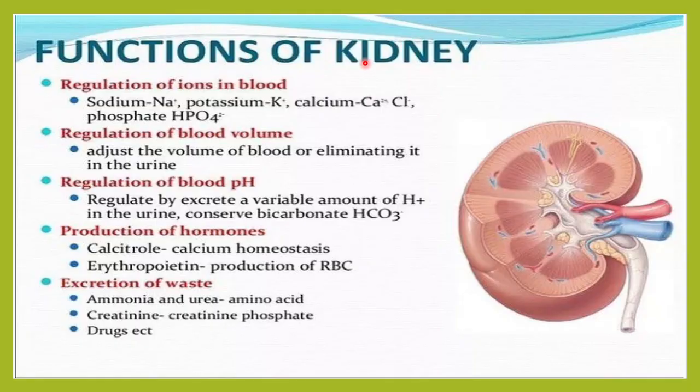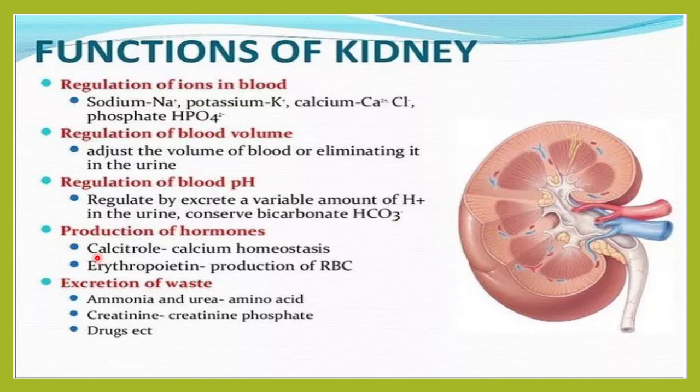What are the functions of the kidney? First thing is it helps in the regulation of ions in the blood, that is sodium, potassium, chloride, phosphates, etc. It helps in the regulation of the blood volume. It also helps in the regulation of the blood pH. So it regulates the pH by excreting a variable amount of H plus ions in the urine. It conserves the bicarbonate ion.